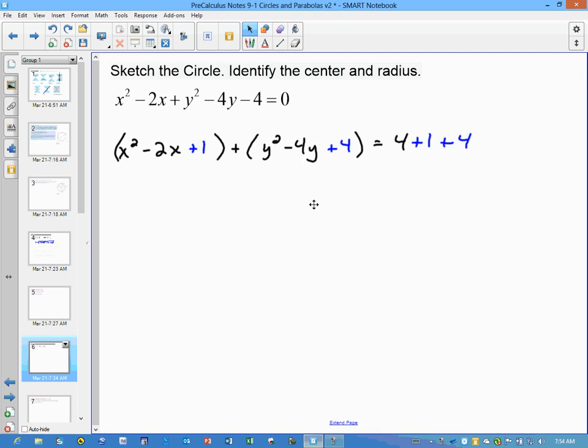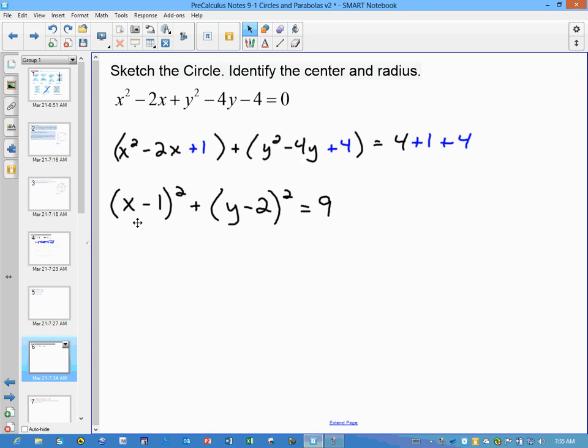And then completing the square for the x, I divide by 2 and square it, which gives me a 1. 2 divided by 2 is 1, 1 squared is 1. And then here, 4 divided by 2 is 2, 2 squared is 4, and make sure that you add those to the other side as well to preserve equality. And cleaning up a little bit, we combine like terms, which make that 9. This factors to be x minus 1 quantity squared. This factors to be y minus 2 quantity squared.